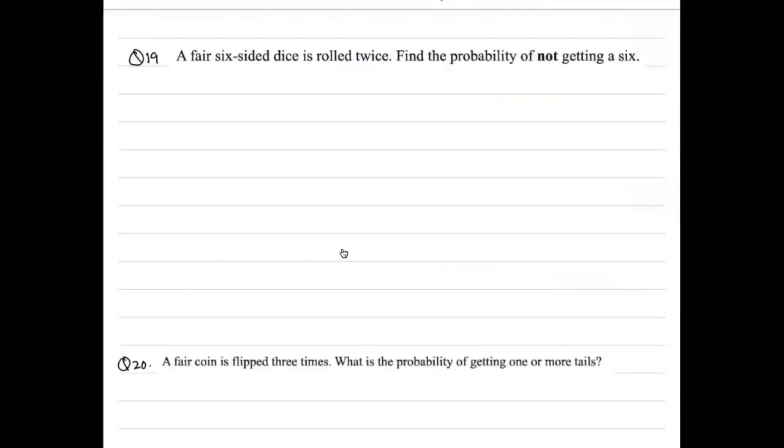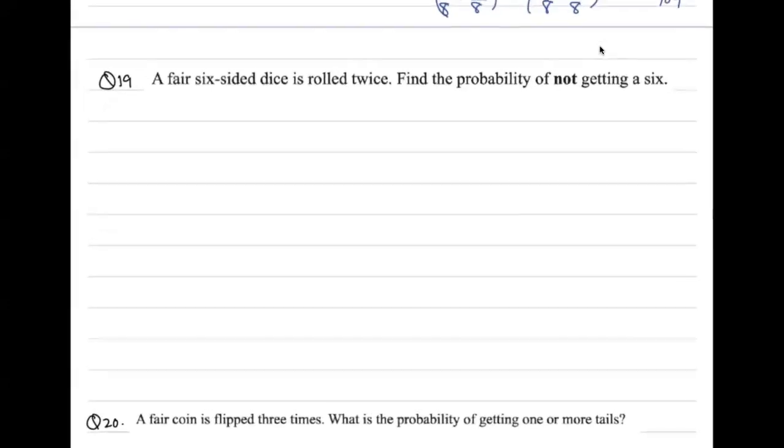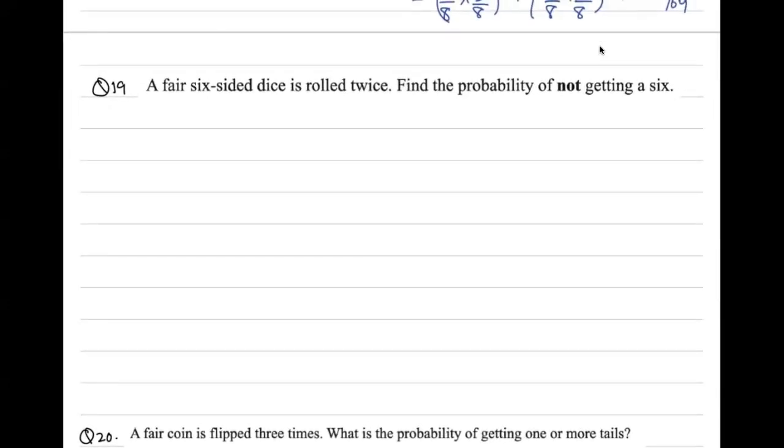Guys, try this one. A fair 6-sided dice is rolled twice. Find the probability of not getting a 6. I want everyone to try this question. 5 over 6. A fair 6-sided dice is rolled twice. You need to find the probability of not getting a 6.